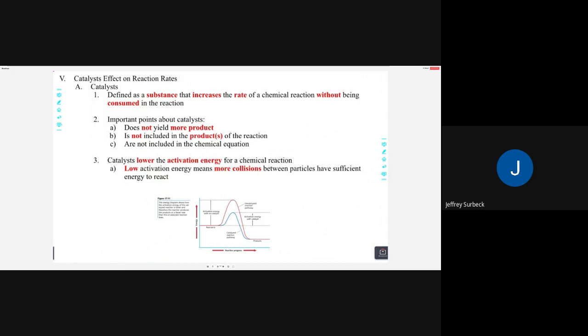What it does specifically is best explained by this chart. The blue line here on this graph shows the reaction with the catalyst. It lowers the activation energy. Okay? Catalysts increase the rate by lowering the activation energy. Makes it a smaller hill to go over.